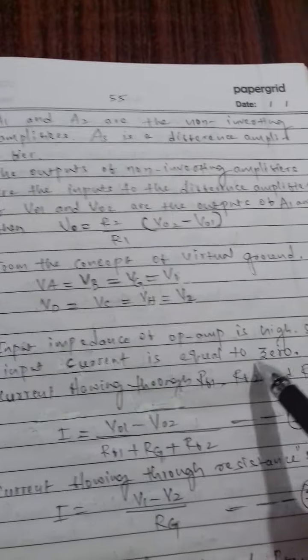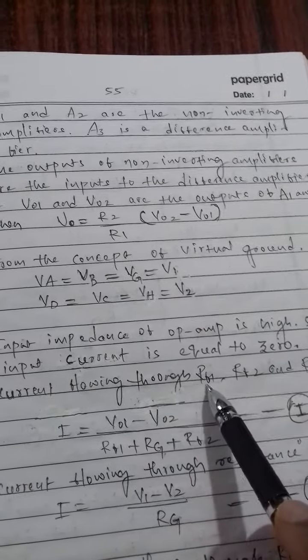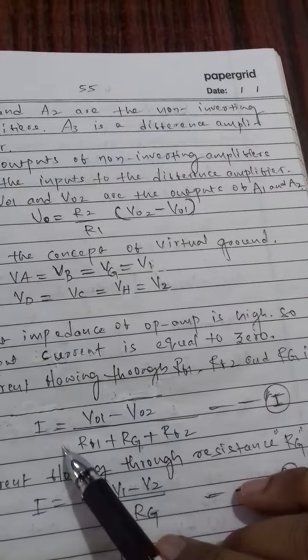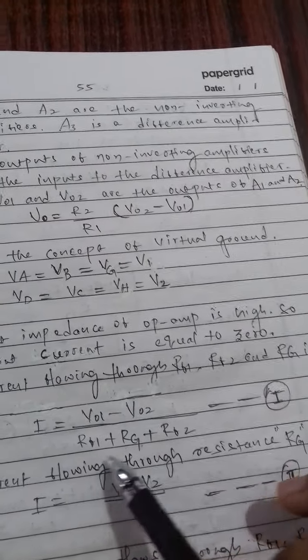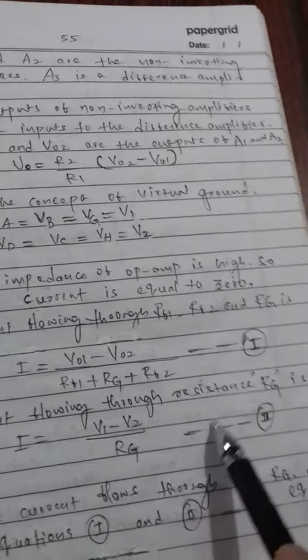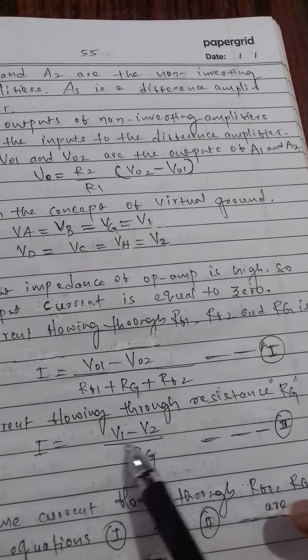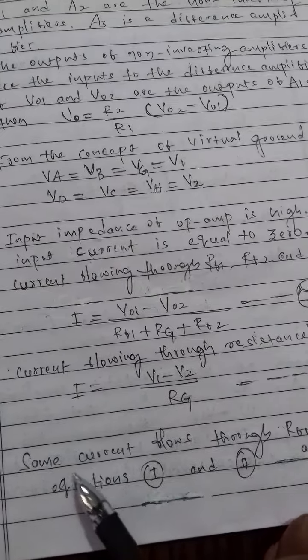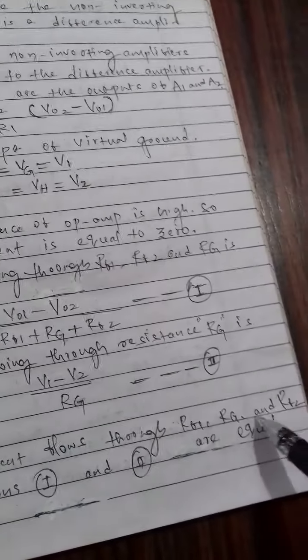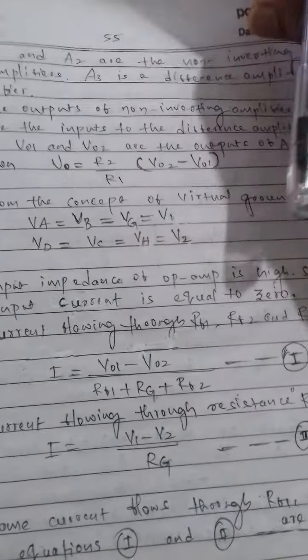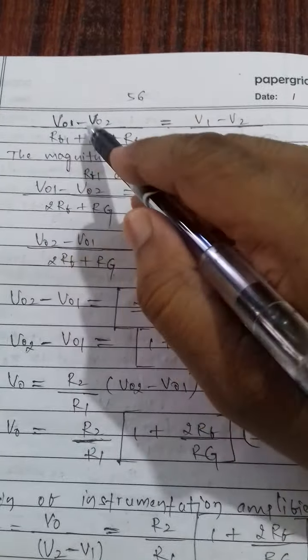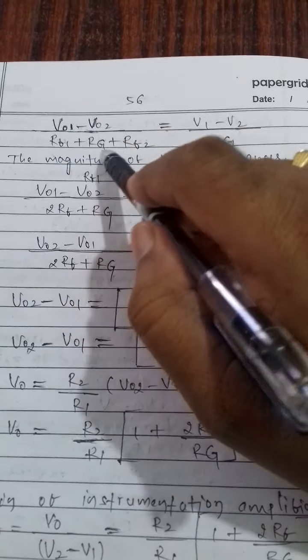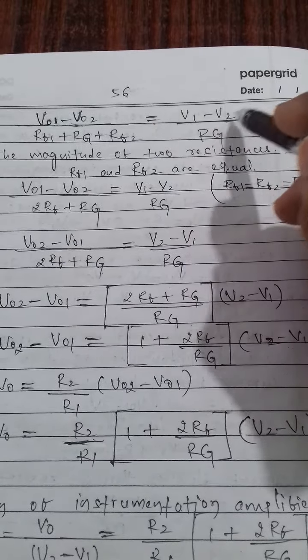Input impedance of op-amp is high, so input current is equal to 0. Current flowing through RF1, RG and RF2 is I is equal to V1 minus V2 upon RF1 plus RG plus RF2. Current flowing through resistance RG is I is equal to V1 minus V2 upon RG. Same current flows through RF1, RG and RF2. Equations 1 and 2 are equal. VO1 minus VO2 upon RF1 plus RG plus RF2 is equal to V1 minus V2 upon RG.